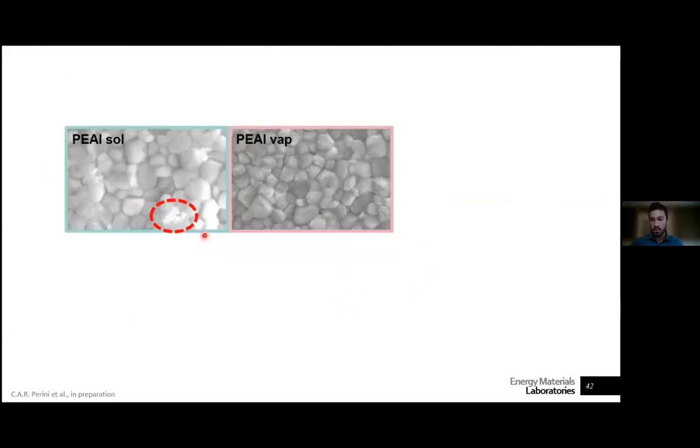Besides, we see differences also in the surface morphology. Deposition via solution results in the formation of aggregates at the surface of the perovskite film, which are formed by phenethylammonium iodide aggregates, whereas in the vapor-treated films, we do not see aggregates, and we see a fairly uniform surface.